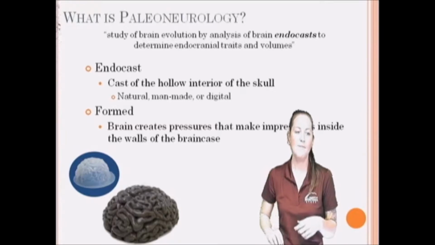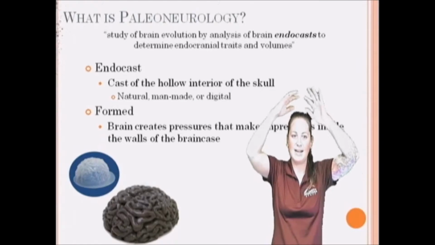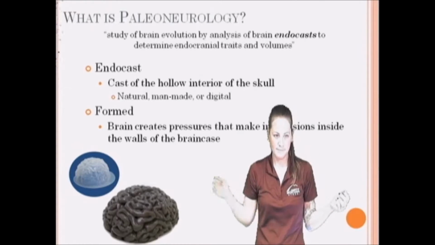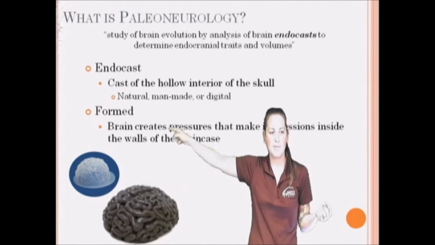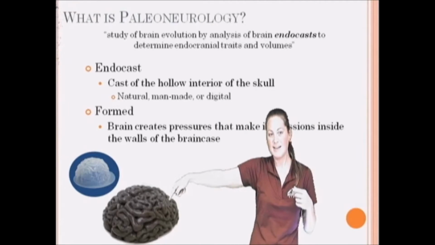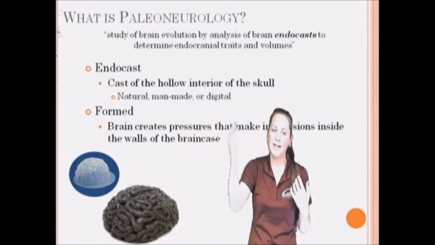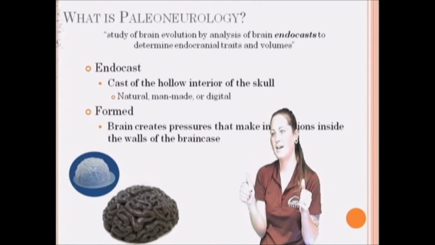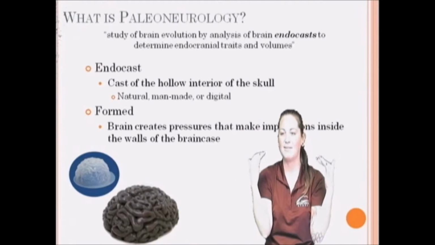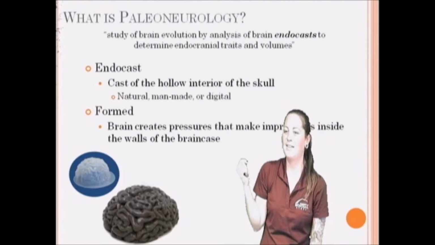So they're formed when the brain creates pressures, and then those pressures create impressions on the inside walls of the brain case. So I like to use the Jello mold and Jello. The Jello mold over there is like your skull, and the Jello cast that comes out of it is your brain. So what we do is we look at this hollow space, and everybody's brain cavity has almost like a fingerprint of your brain on the inside of it. So every single one of you has a slightly different brain fingerprint on the inside of the skull.